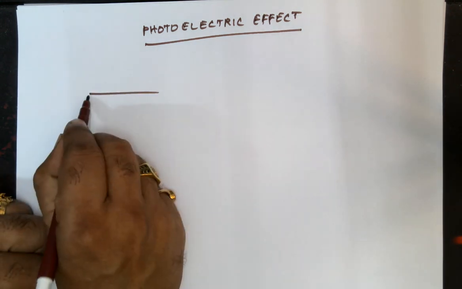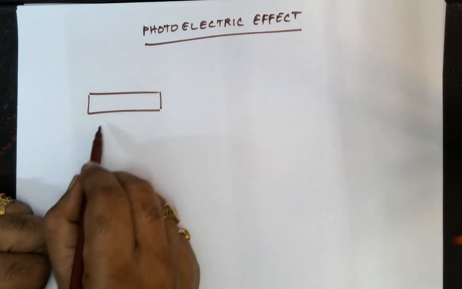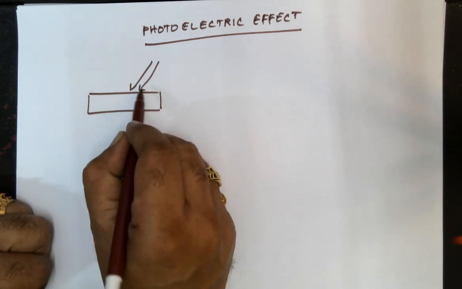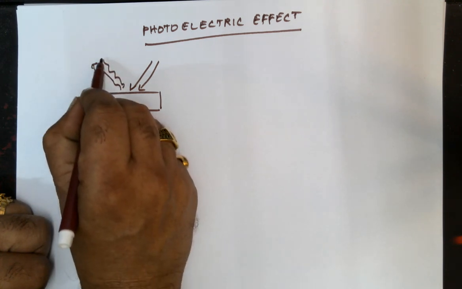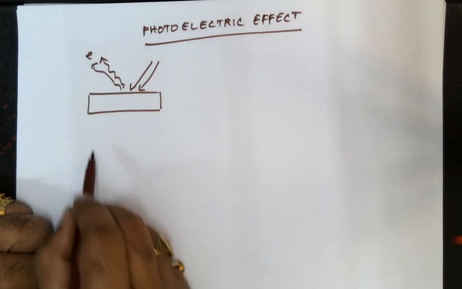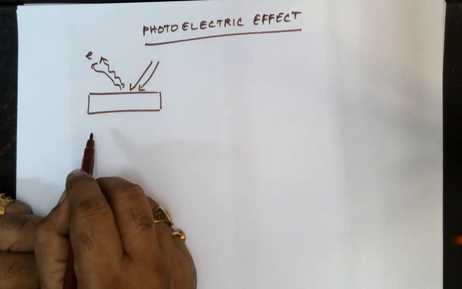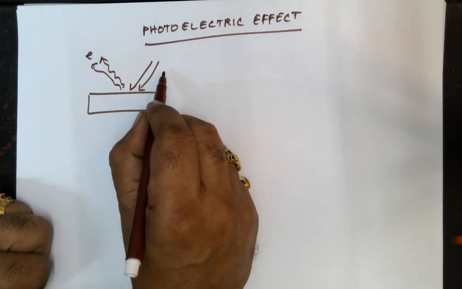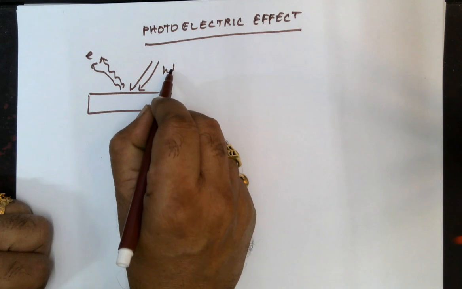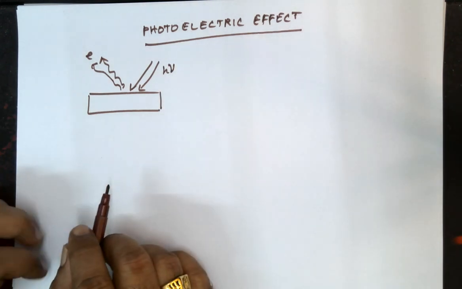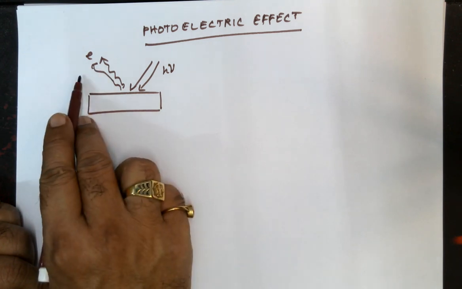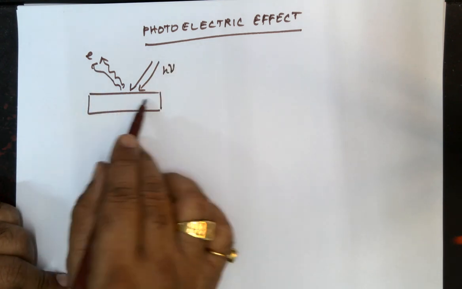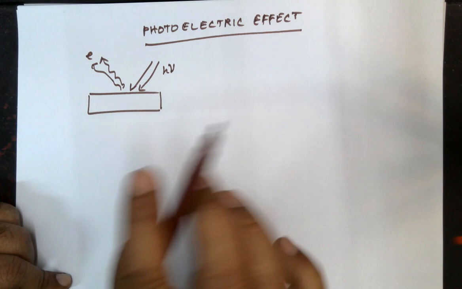Let me consider a metal plate. When a light falls on it, electrons are ejected. These electrons are called photoelectrons, and this is the light. So the phenomenon of ejection of electrons on irradiation of the metal plate is called photoelectric effect.